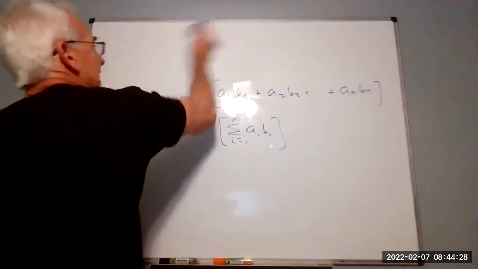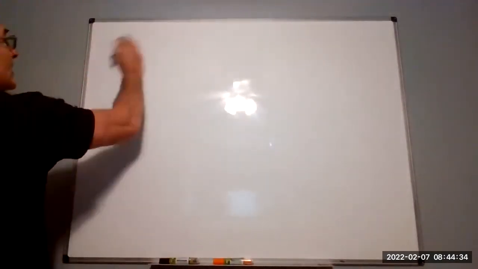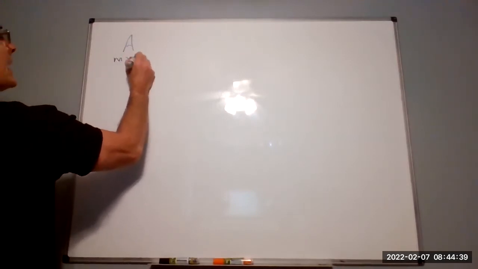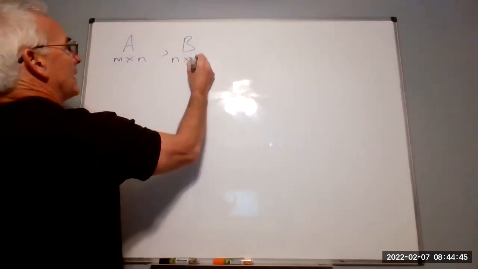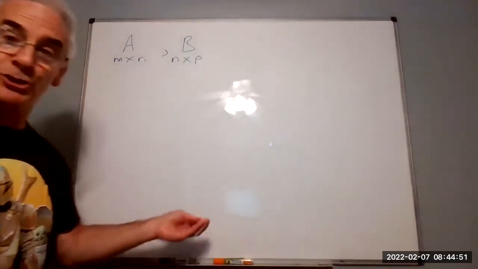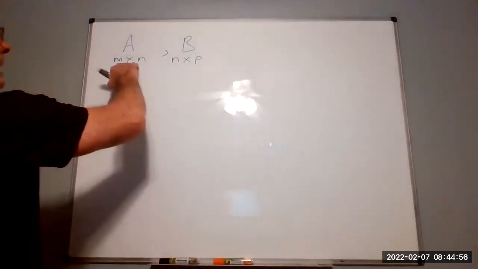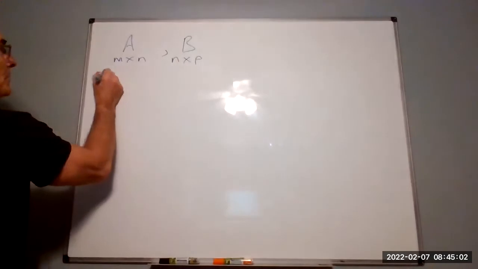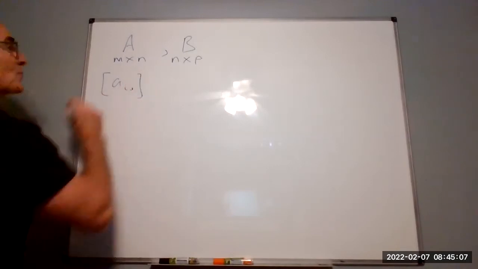So let me take matrix A. We're going to say matrix A is M by N, and matrix B is N by P. They are not necessarily the same size. I could choose M, N, and P to all be the same number, but no. M by N, N by P, the only thing that matters is that the N is the same number. So this is the matrix of AIJs. That's one way to look at it.